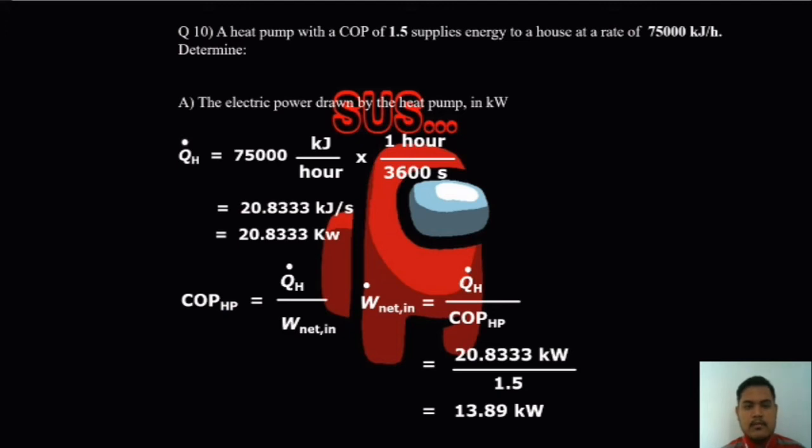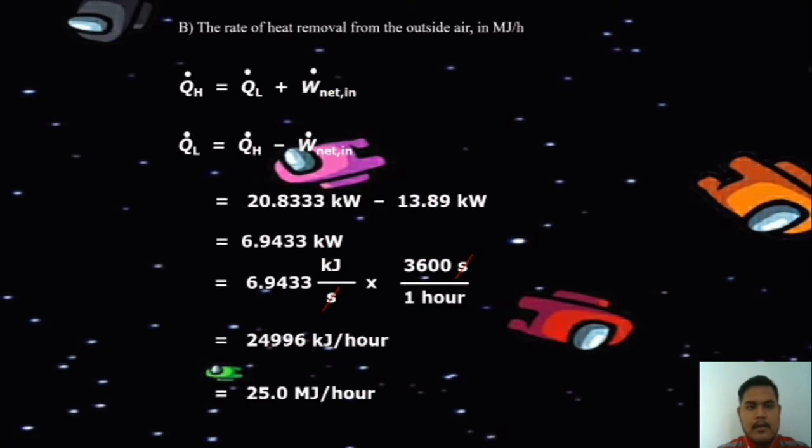So we want to find the power drawn. We need to derive the equation from coefficient equals QH over W net, which is W net equals QH over coefficient. And then we insert the value, which is 20.833 kilowatt over 1.5, and we get 13.89 kilowatt. Now, the question is the rate of heat removal from the outside air in megajoule per hour.